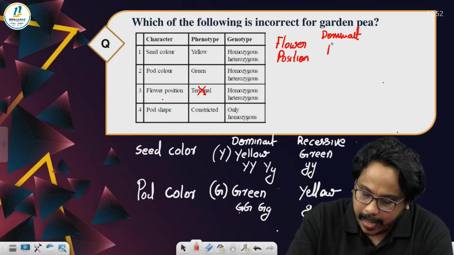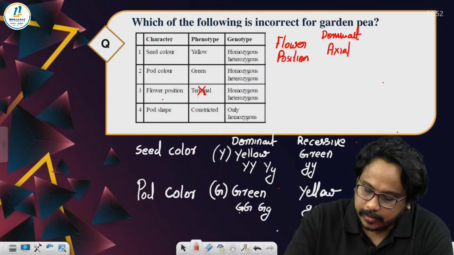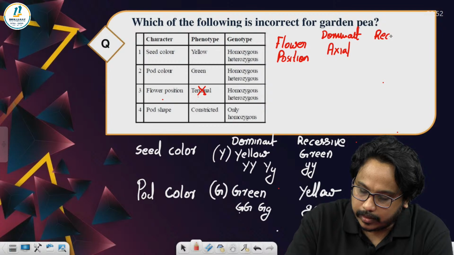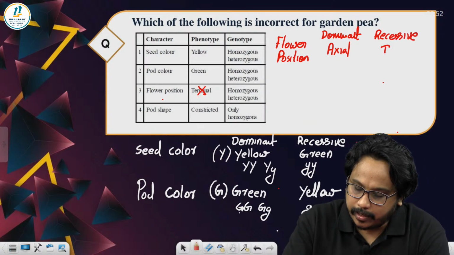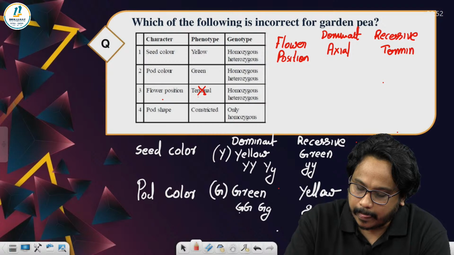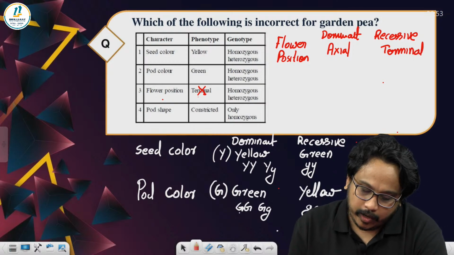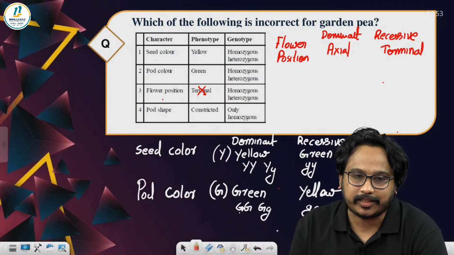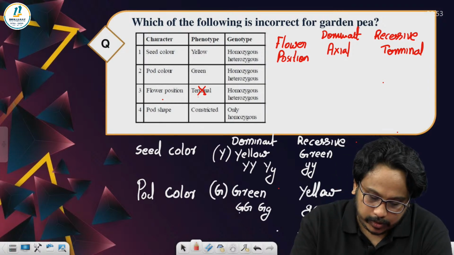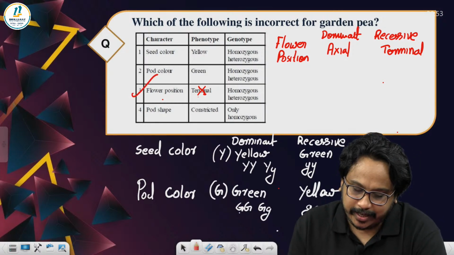Dominant will be axial and the recessive will be terminal. So terminal, if you are taking, you can see it will be only homozygous condition. Heterozygous condition will not be present. Hope you understood. So this third option is actually incorrect.